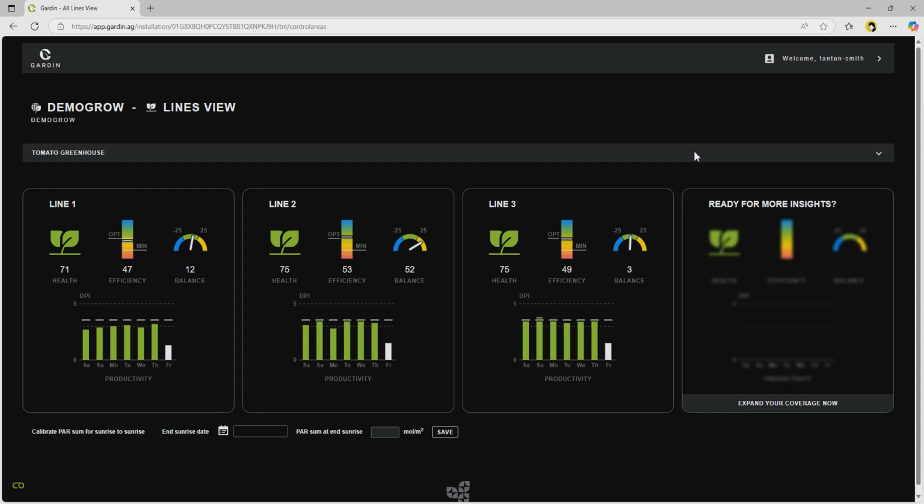Here we can see several plant factors, including health, efficiency, and productivity. Health is a percentage score for how ready the plant is to grow, indicated by the leaf. Efficiency is the percentage of light usefully used for photosynthesis. Balance indicates the assimilate balance in the crop, and productivity is the daily electron transport, which estimates plant assimilation, and it's shown for the past 7 days. This allows us to easily monitor and compare crop performance between different sections of the greenhouse without even stepping inside.